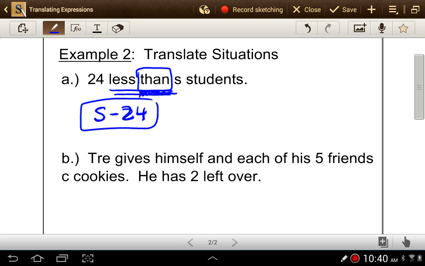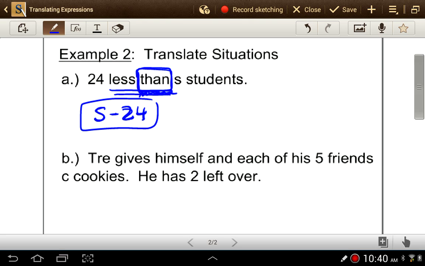Okay, so if you were to think of a number for S, like 50 students, if I have 24 less than 50 students, you would do 50 minus 24. So you have to know that the word "than" is very important, and that switches the order. Otherwise, you typically write left to right.